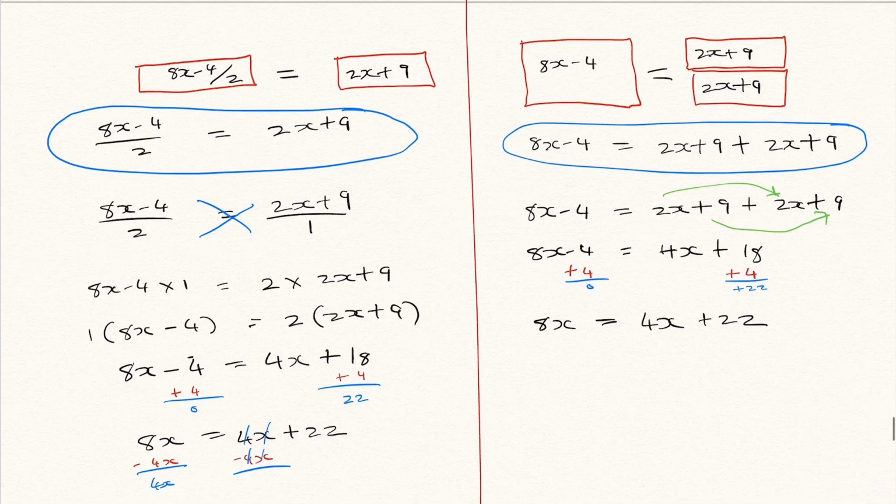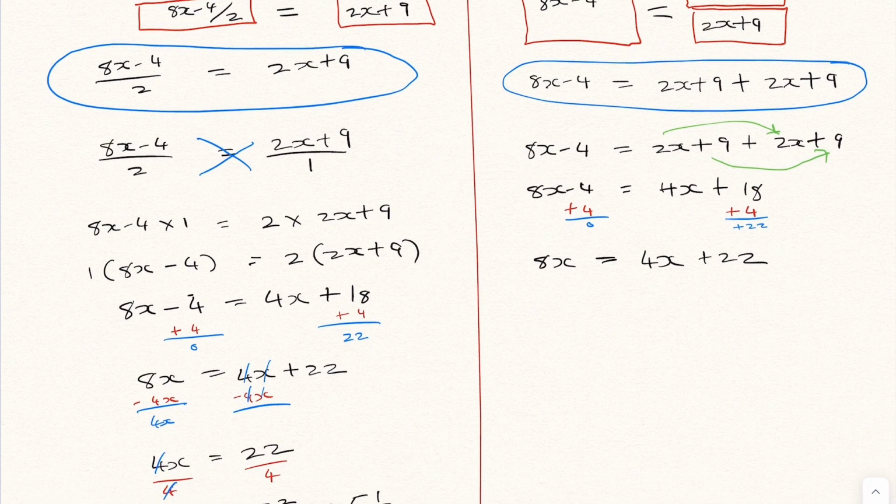Now the next thing we are going to do is to subtract 4x from both sides to take away this 4x. So we say minus 4x and minus 4x. So 8x minus 4x is 4x. So we'll bring down 4x here is equal to 4x minus 4x is 0. So we'll move on. Then we'll bring down 22.